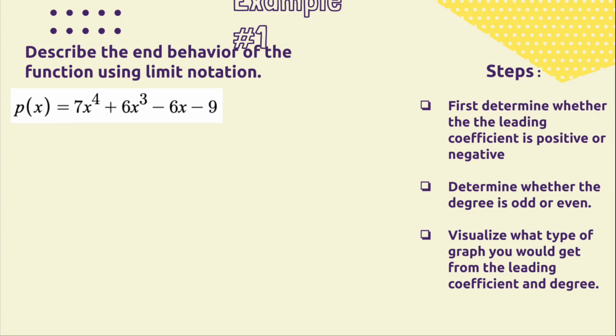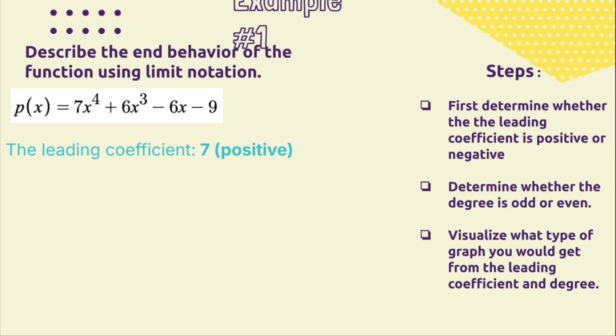So when we look at our function, we see that the leading coefficient is 7, and it is positive, which will greatly help us to determine the end behavior. Secondly, we must determine whether the degree is odd or even, which will also help us see if the end behavior is the same or different on each side.